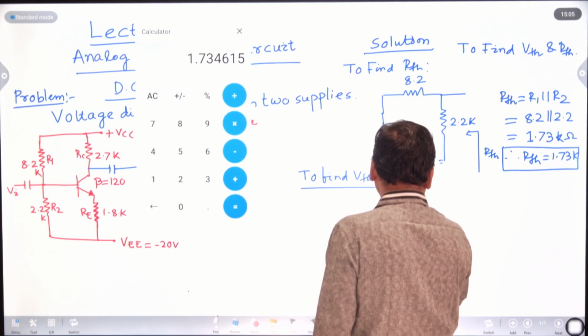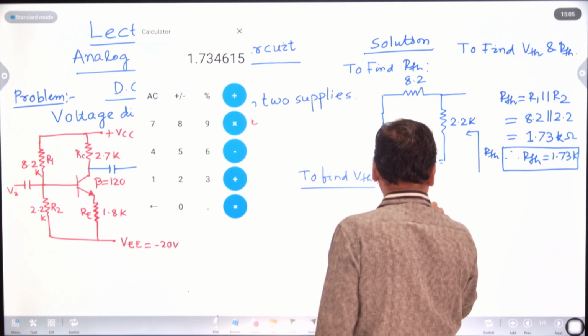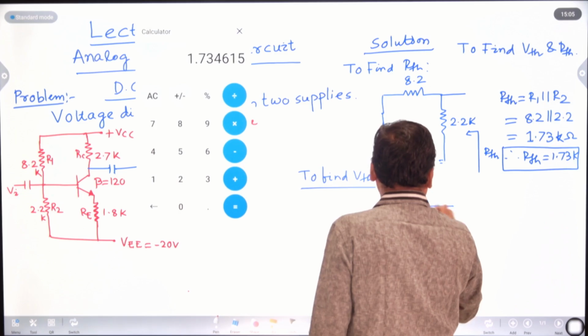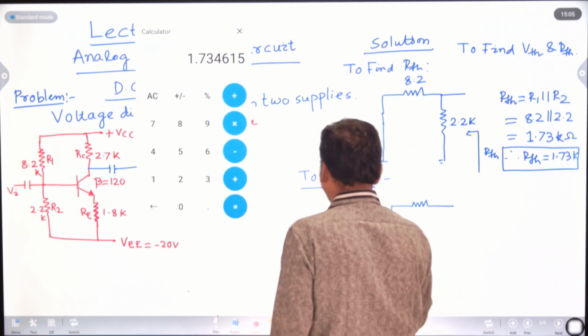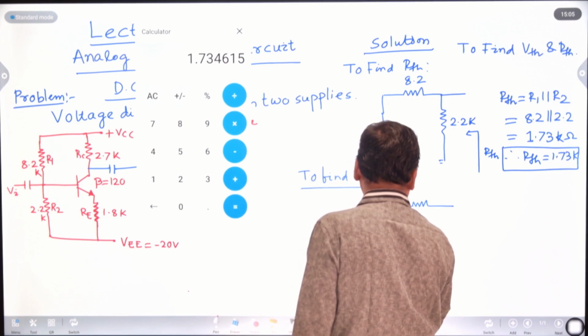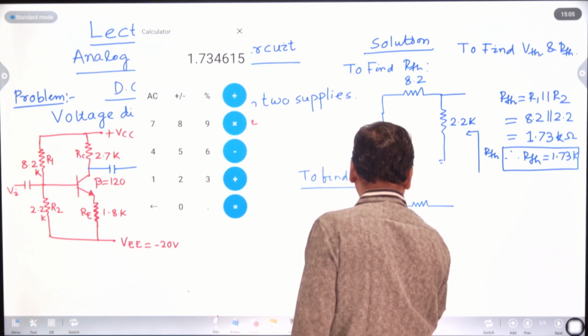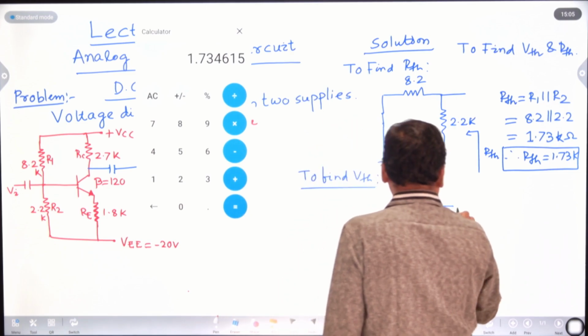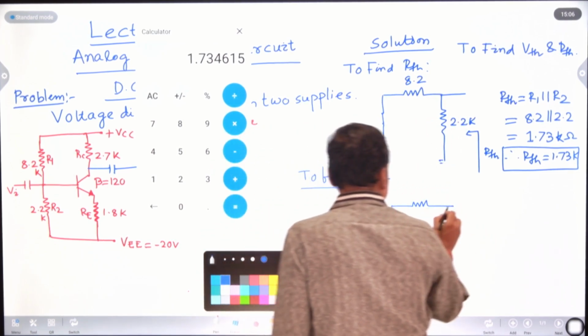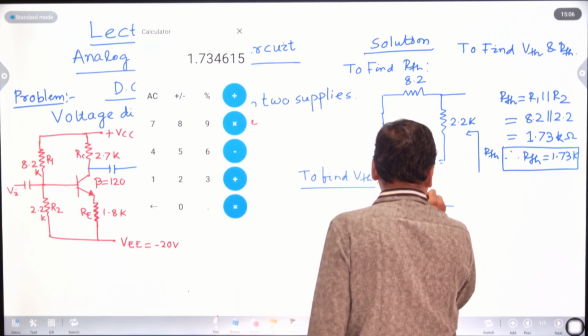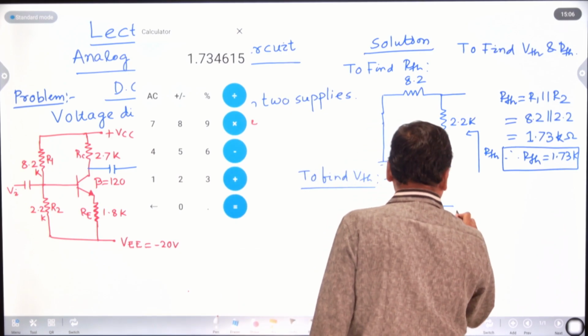This is your 8.2, and here this is your plus VCC. This is your 20 volt. This is your 20 volt, and here this is your 8.2, and R2 is your 2.2.